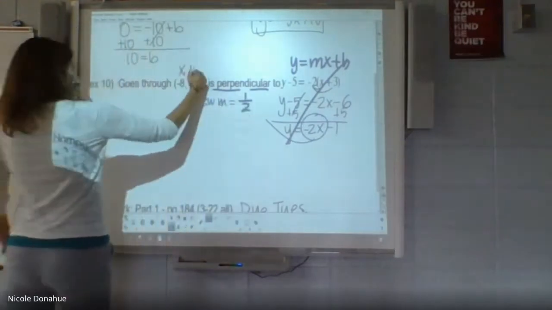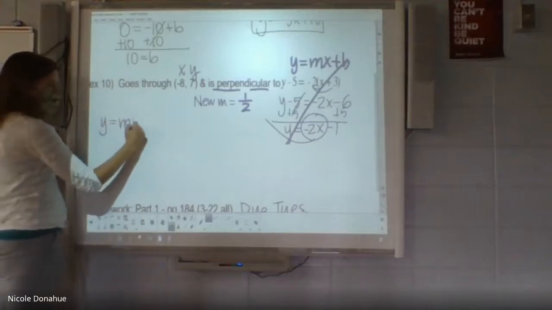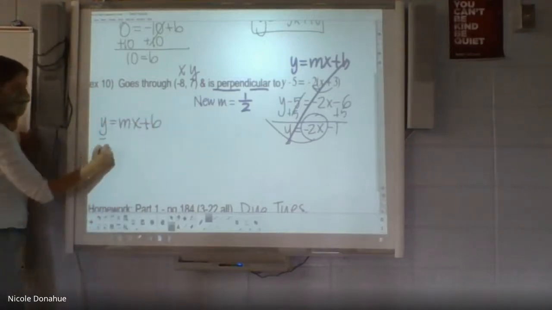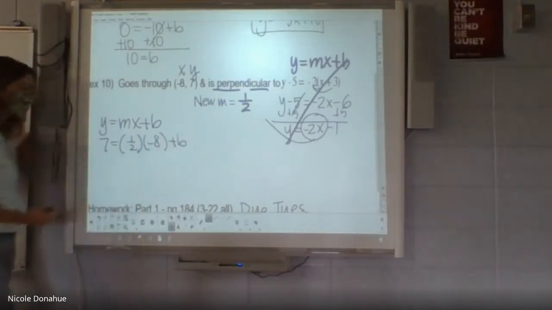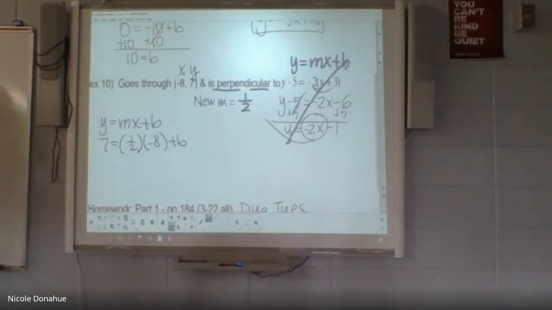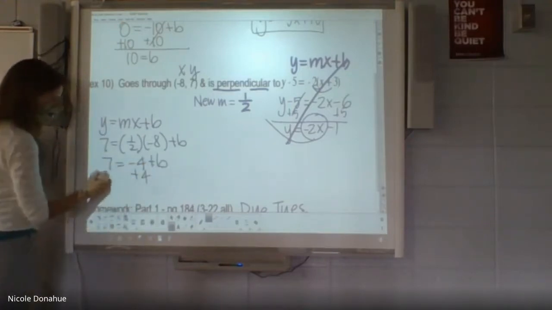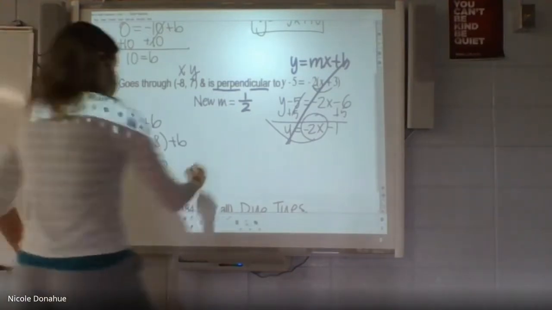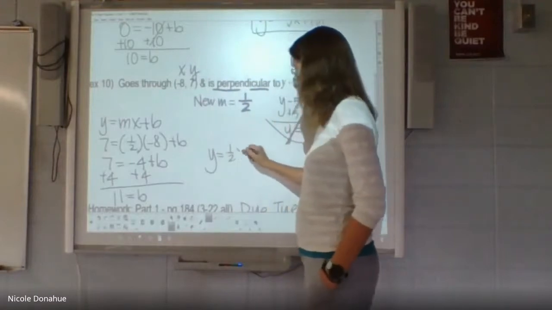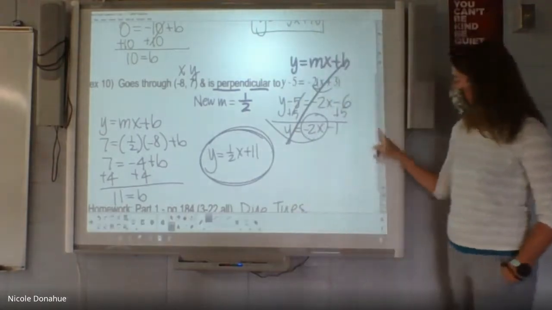So again, I have my x and y, and I'm going to find my new b. Works out pretty nicely. Half of -8 is -4. So my b ends up being 11. And again, we use our new equation, new slope, new b.